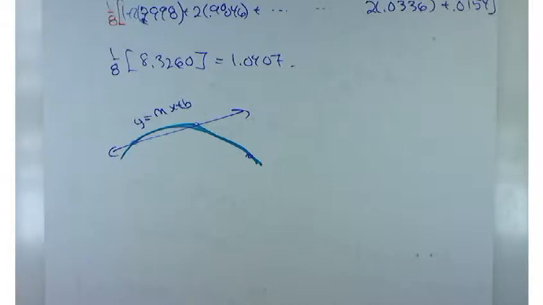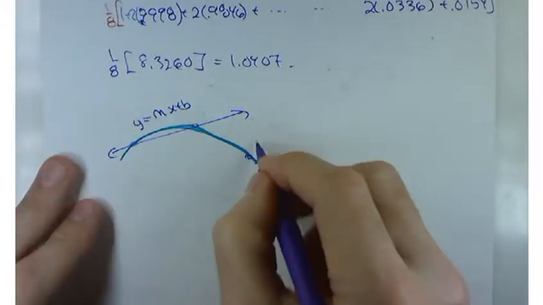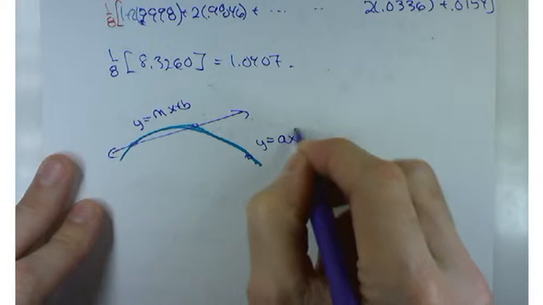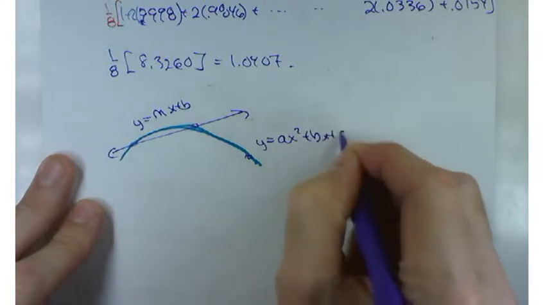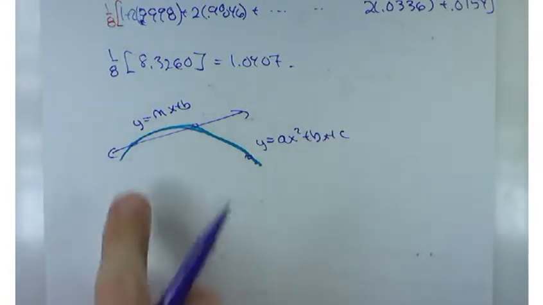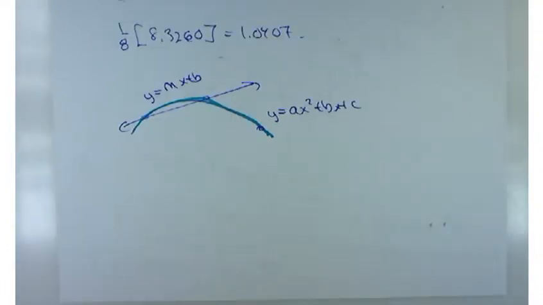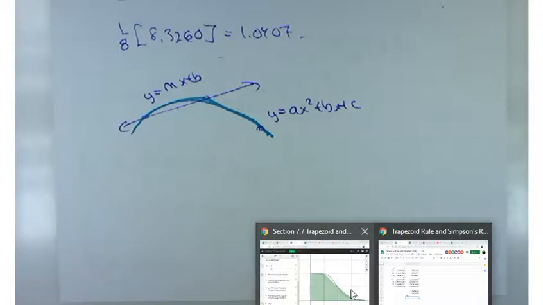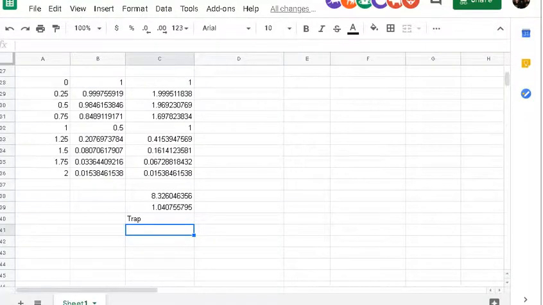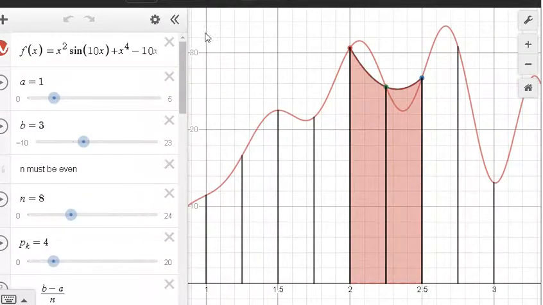All right, but you can fit a curve. You can fit a parabola: y equals ax squared plus bx plus c. And so what we're going to do is take 3 points in adjacent intervals, and we're going to fit a parabola. And when we do that, we get something called Simpson's Rule. So let's see, Simpson's Rule is right here.